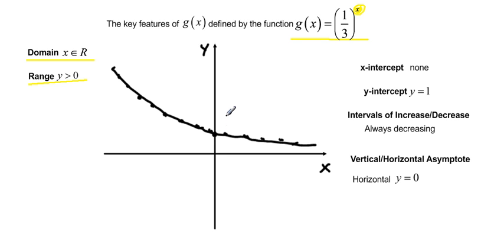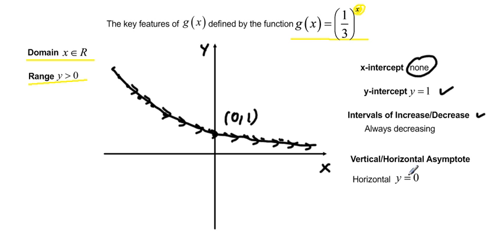This point right here, the y-intercept, is at (0, 1). So this is why we have the value of 1 for the y-intercept. X-intercept: nothing, because we never cross the x-axis. Intervals of increase or decrease: always decreasing. As you move from left to right, you observe that you get lower and lower y values. So this is why it is decreasing.